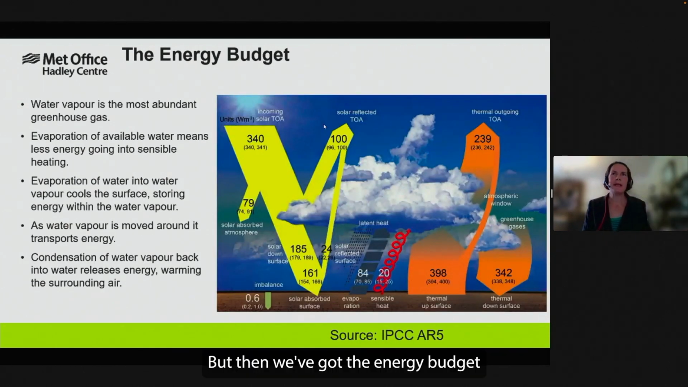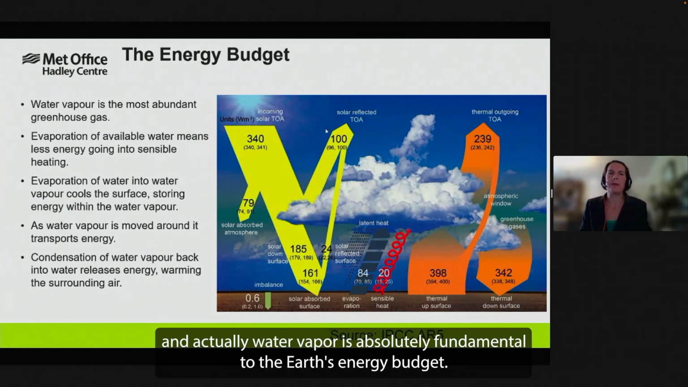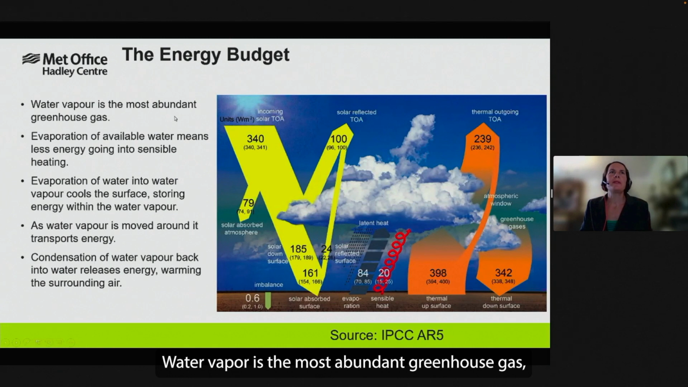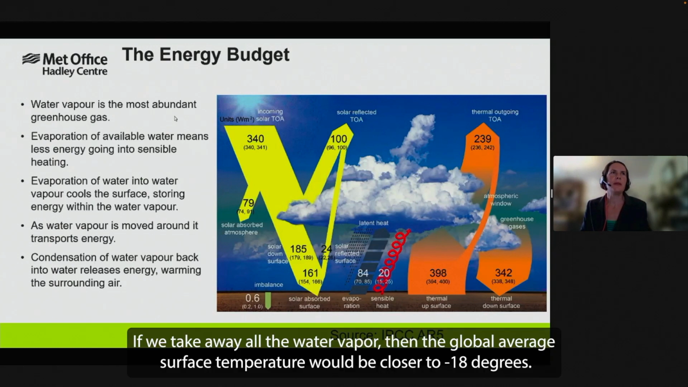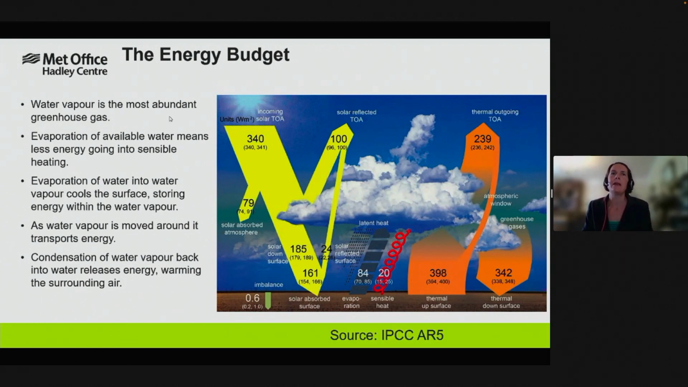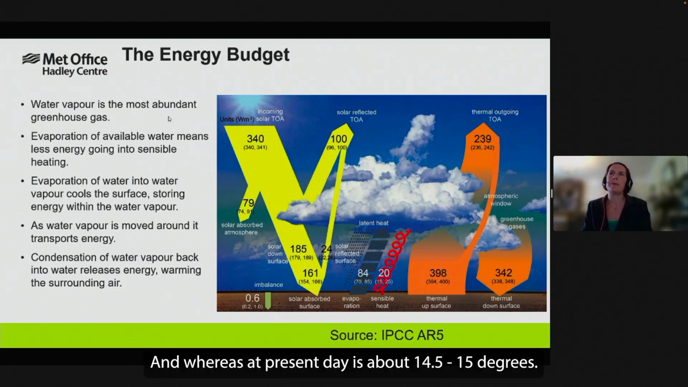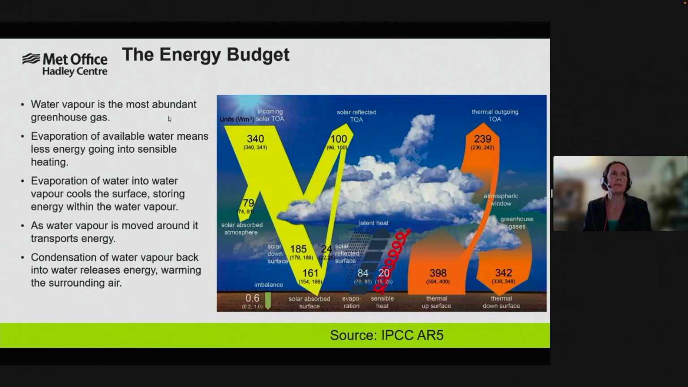But then we've got the energy budget. And actually water vapor is absolutely fundamental to the Earth's energy budget. Water vapor is the most abundant greenhouse gas, and without it, we wouldn't be able to survive on this planet. If we take away all the water vapor, then the global average surface temperature would be closer to minus 18 degrees, whereas at present day it's about 14.5, 15 degrees.